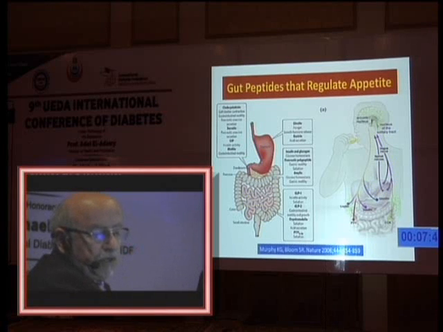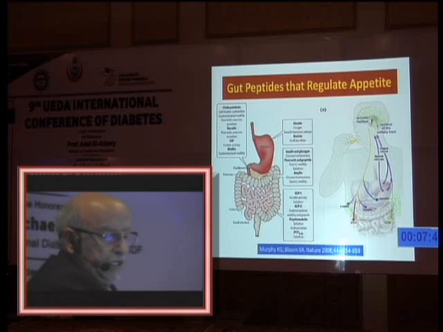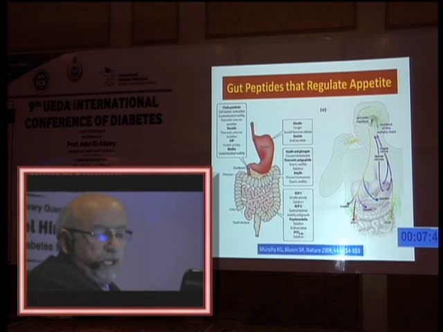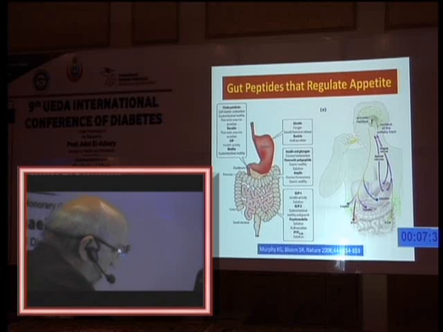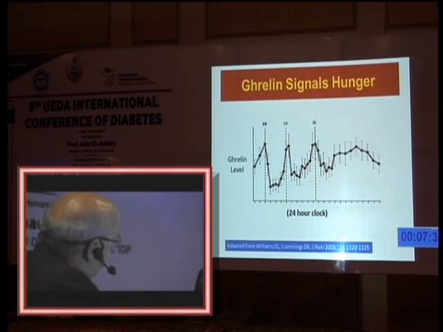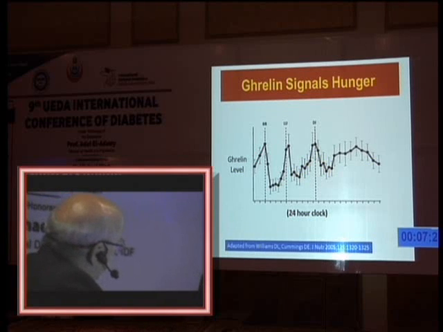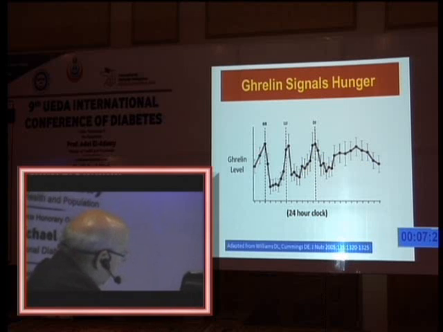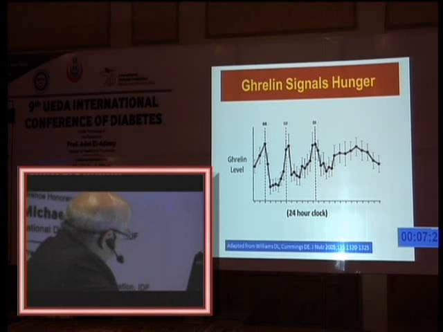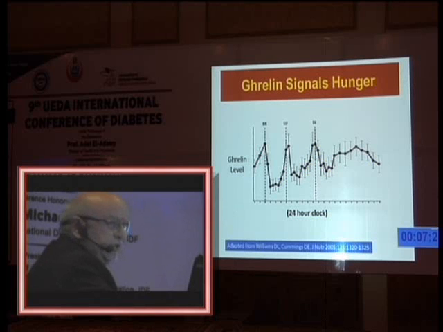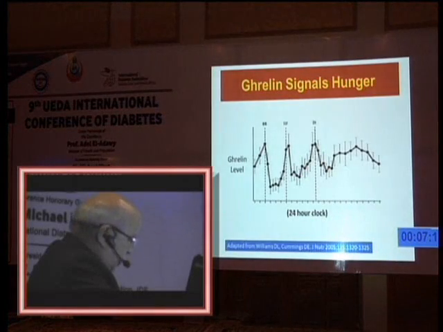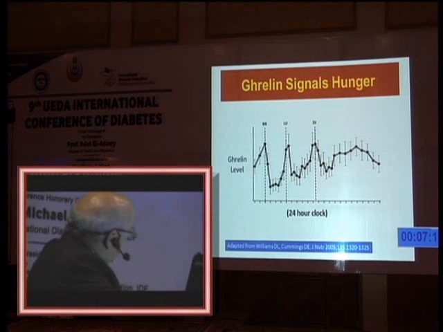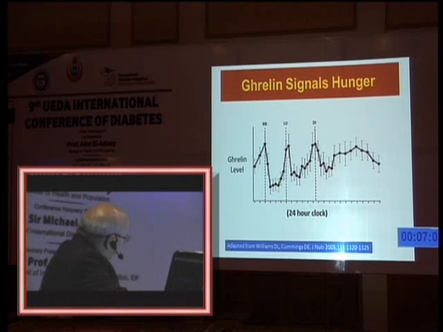On the right-hand side of the slide, you see how these peptides send signals to the brain to affect satiety and hunger. Ghrelin is one of those hormones which is produced by the stomach. It signals hunger, and this slide shows you that at the time of breakfast and lunch and dinner, there is a surge of ghrelin.